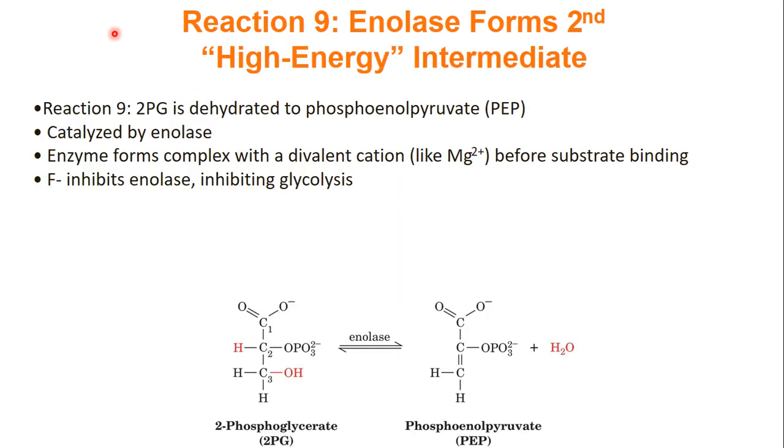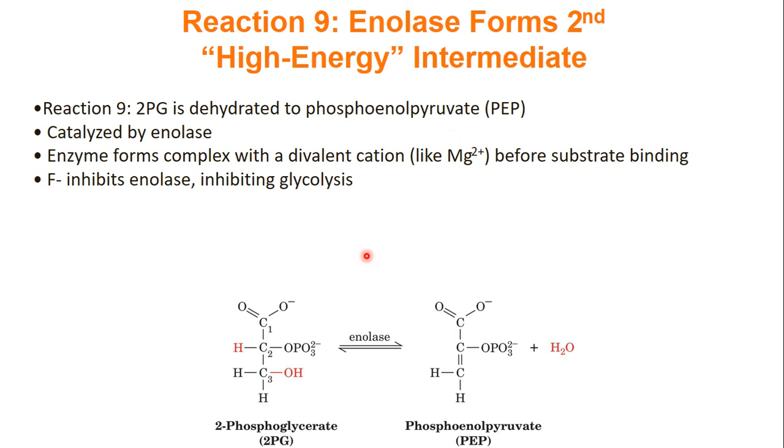So reaction 9. Now that we've taken this 2-PG, we're going to dehydrate it. That is, we're going to lose water, hydrogen from carbon 2, OH from carbon 3, and we're going to make phosphoenolpyruvate, PEP. And this is catalyzed by enolase, because we're making an enol. And again, as you've seen many times, we're going to have a cation to help deal with all the negative charges here. That cation is usually magnesium, and magnesium is going to bind before your substrate does.